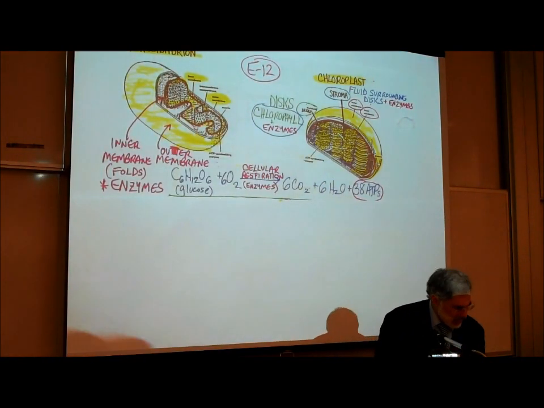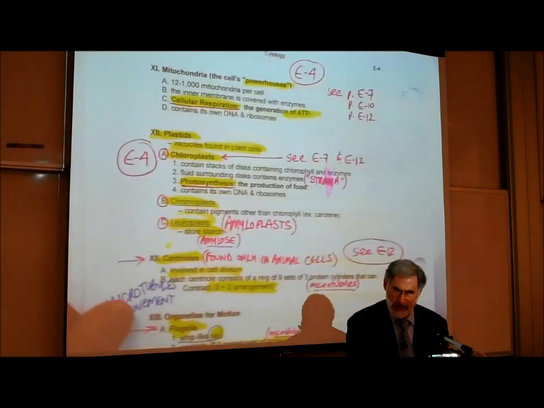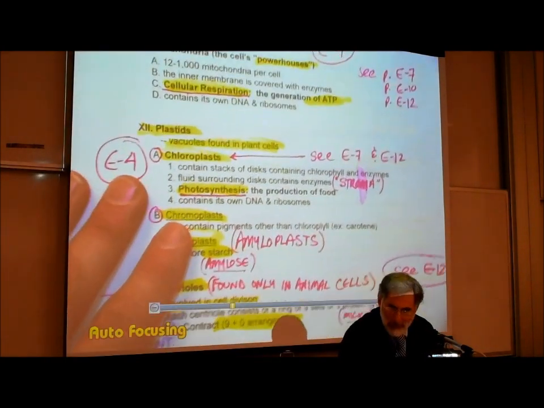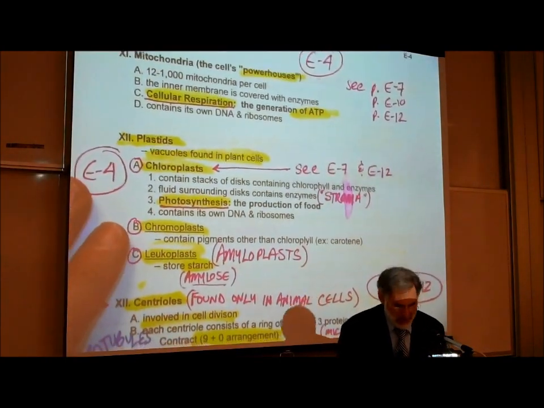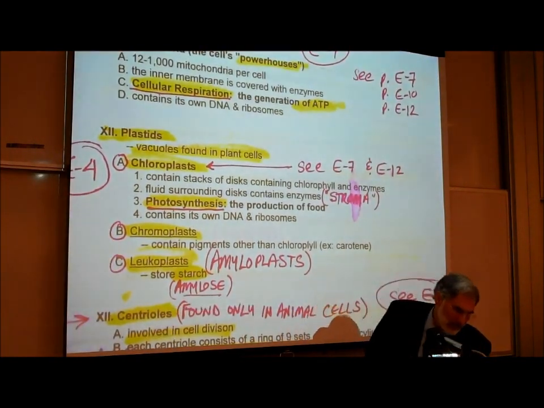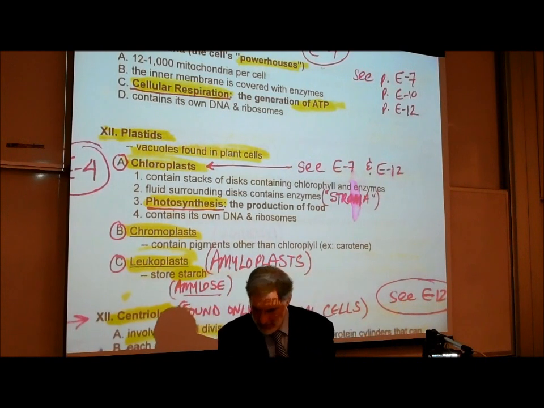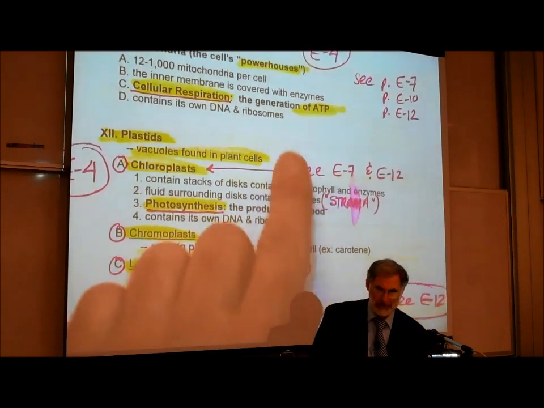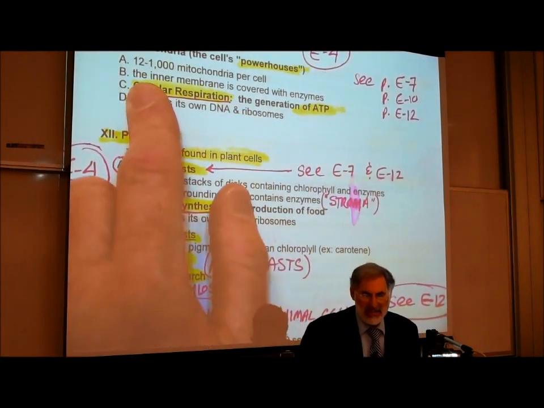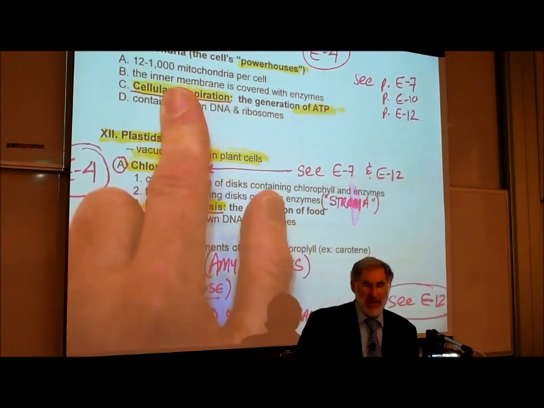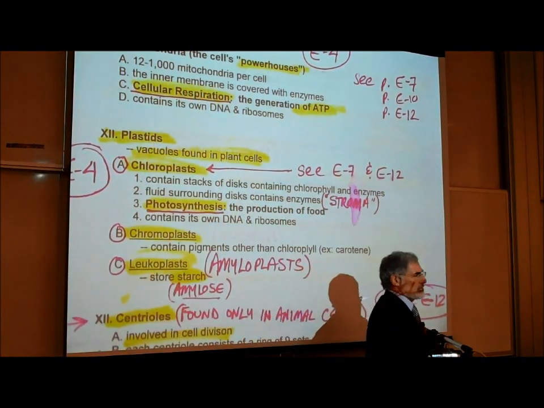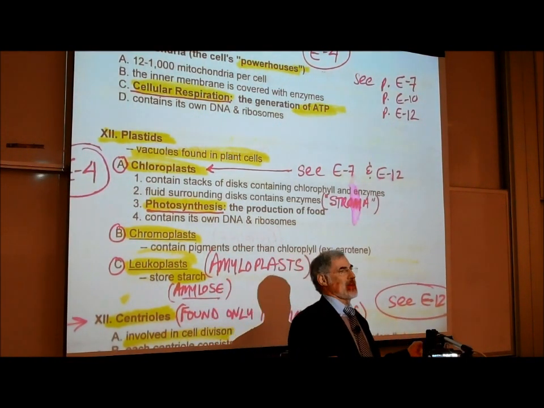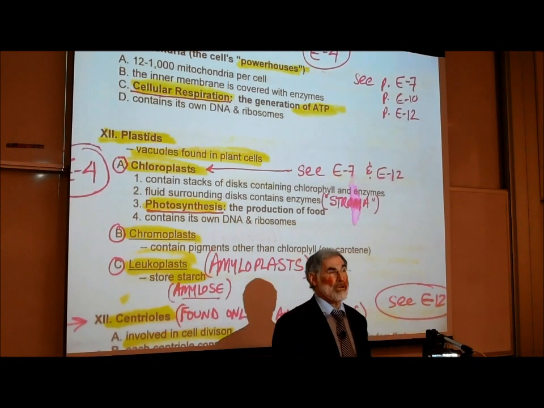Let's go back to E4. And back on page E4, we had written that cells vary in their number of mitochondria. For example, in skin cells of our body, they have very few mitochondria. On the other hand, in muscle cells of our body, there are hundreds, maybe even thousands.